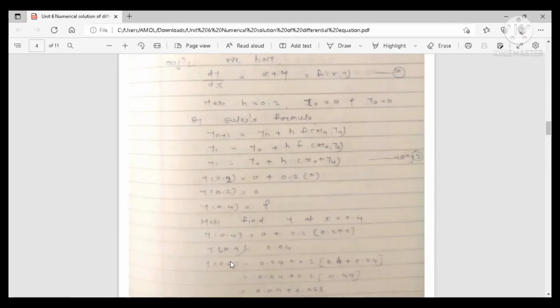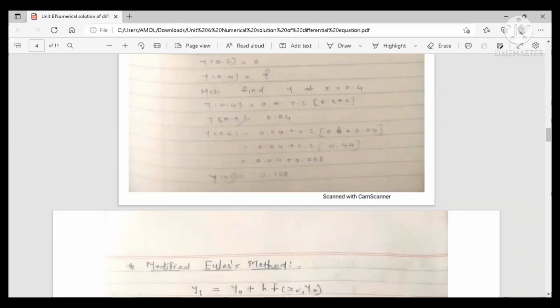And then in the next step, the third step, you will get y of 0.6 because this is your x2. X2 plus h, 0.4 plus 0.2, it is 0.6. So this is your x3, 0.6, and you will get y3. The formula to find y3 is y2 plus h into f of x2 y2. And then you put here all the values, then you will get your correct answer. When x is 0.6, the value of y is 0.12. So these are the examples on Euler's method.